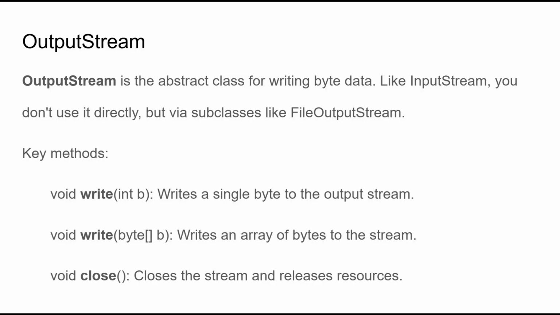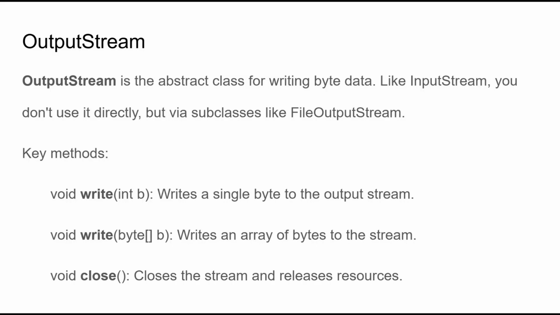Key methods are write, similar to how we have read, read with a byte array, and close. Here also we have write, write with an array, and close. That means our program will write a single byte to an output stream if you use write. If you use write with a byte array, it will write an array of bytes to the stream, and close means it will close the stream and release the resources.